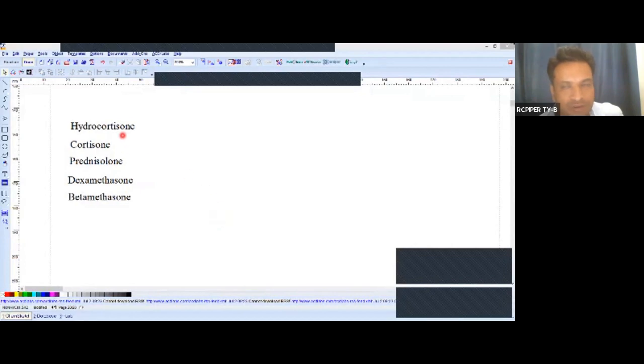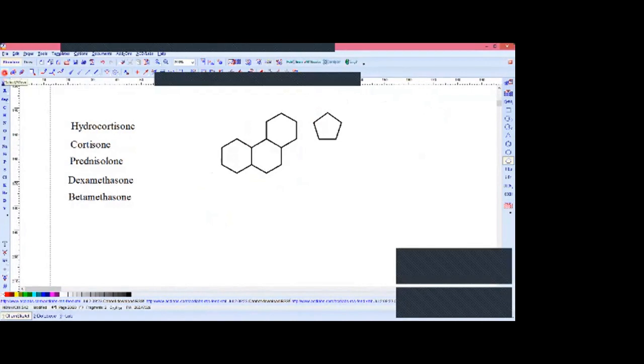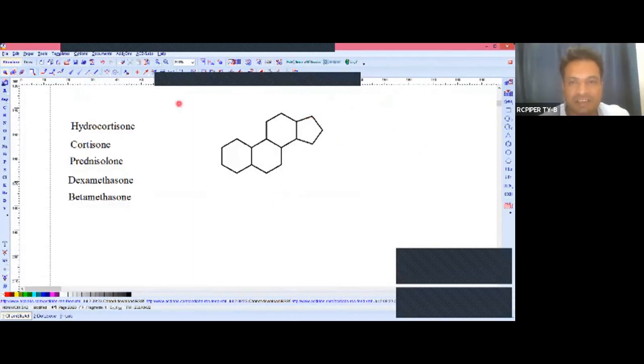So first compound, hydrocortisone, I will try to construct the structure. I'm starting here. How many carbons is hydrocortisone having? Is it a C19 system or a C21 system? It is a C21 system. Okay. So the basic steroidal nucleus has been constructed.